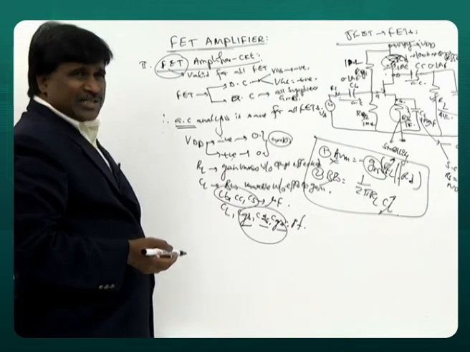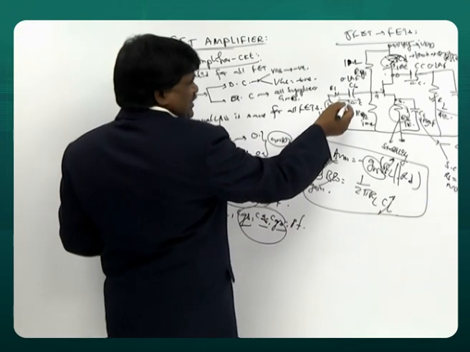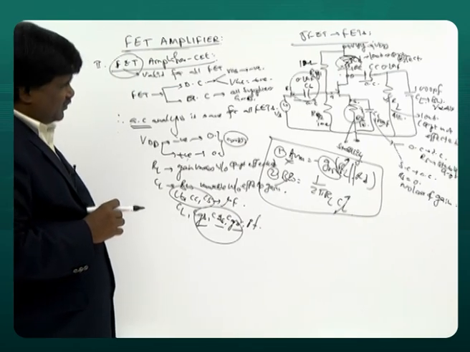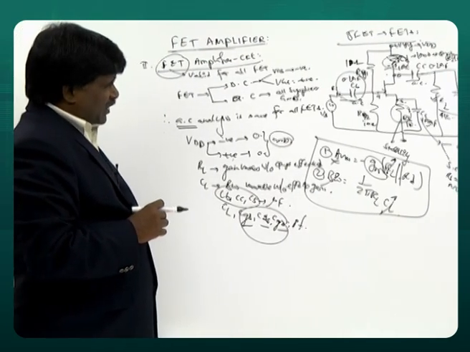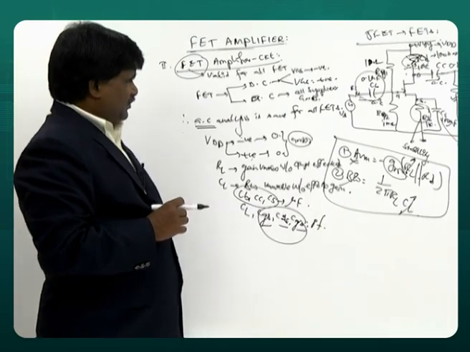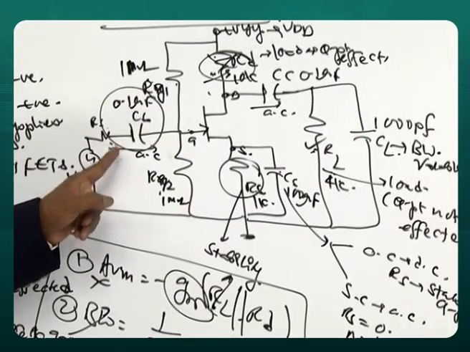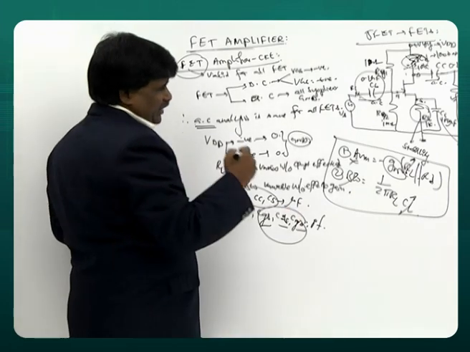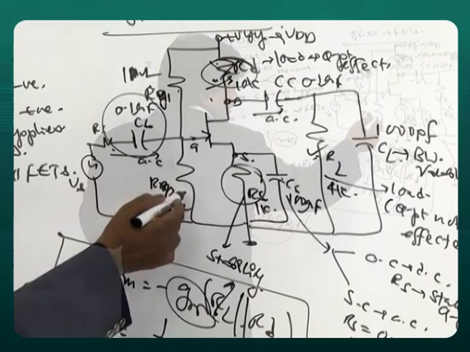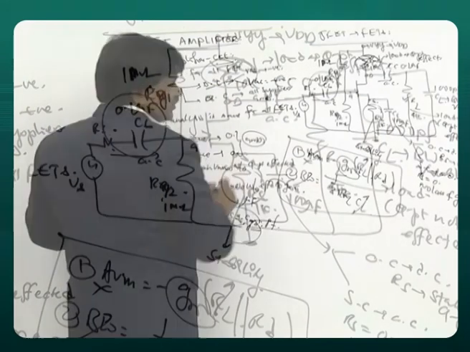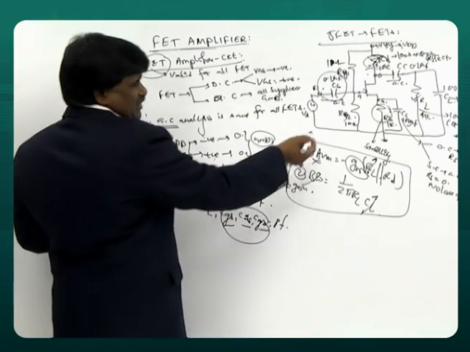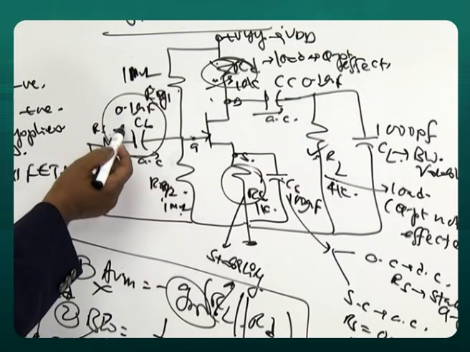But the very interesting thing that everybody should learn is that this is 0.1, a smaller value. It's not like in BJT. In BJT it is larger, but in FET it is smaller. That's why there is a very interesting saying: because resistance increased, capacitance should decrease. Whereas in BJT, this resistance is only 10 kilo, that's why this was higher.